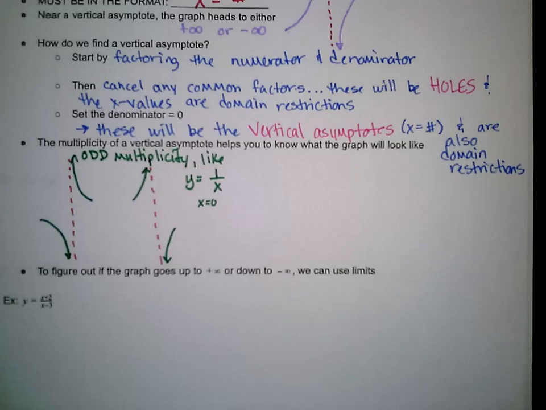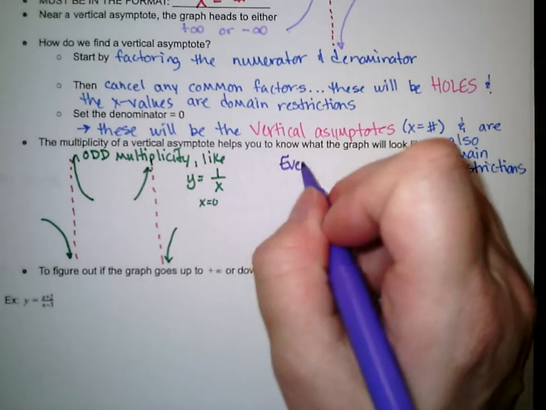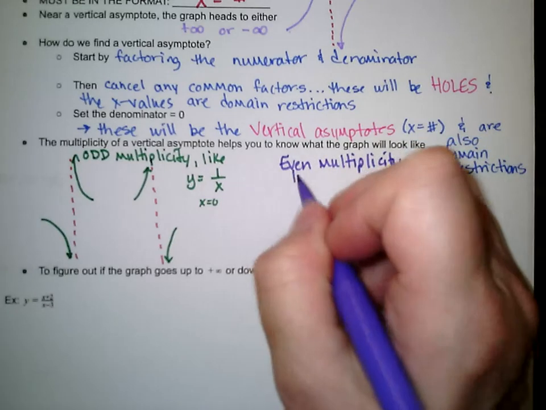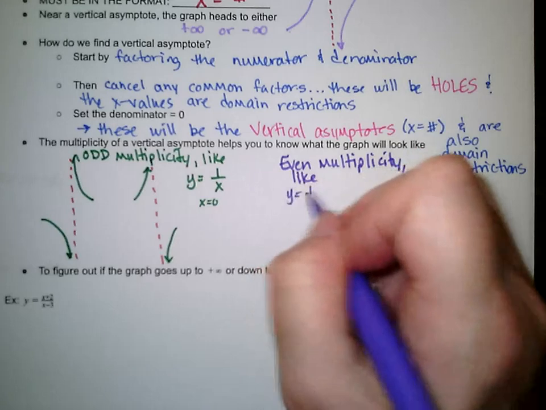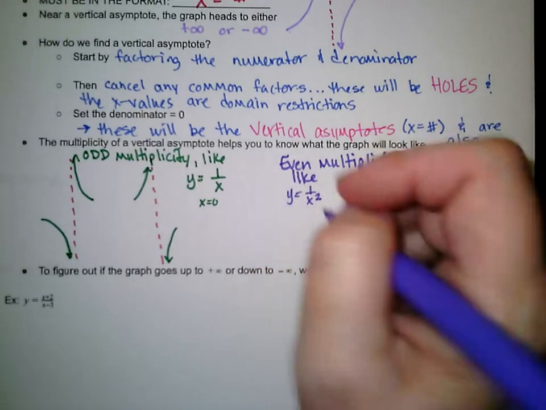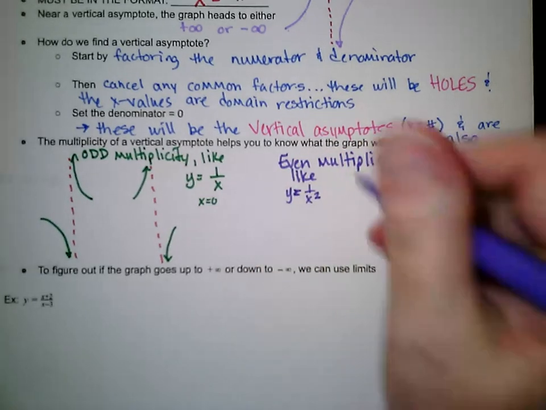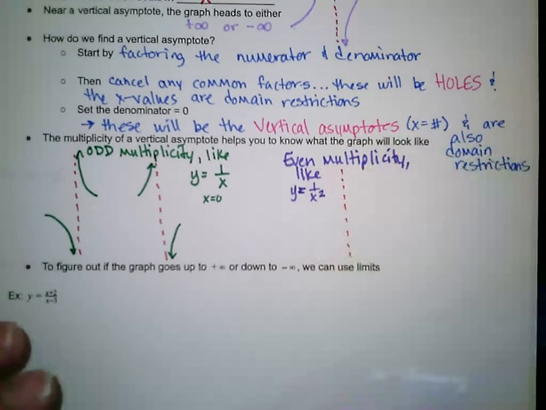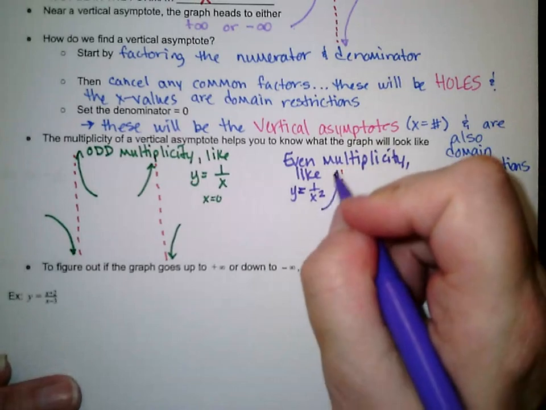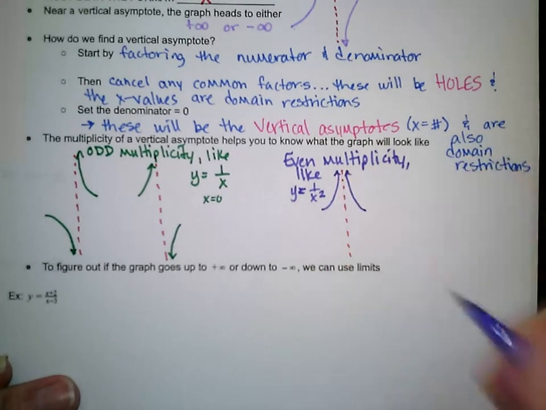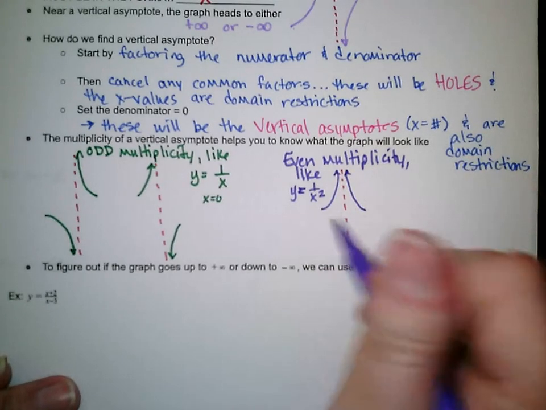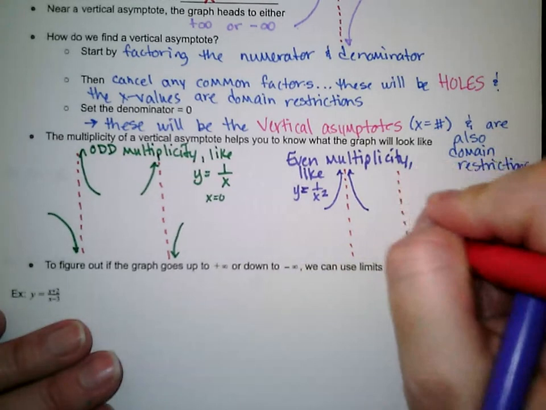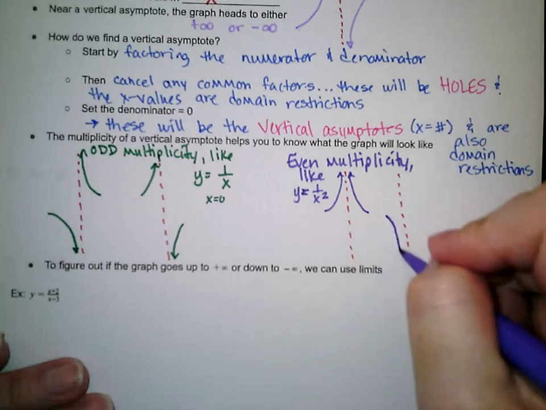If we have even multiplicity, like y equals 1 over x squared, we've seen that graph as well. Remember that graph also had a vertical asymptote at x equals 0, but it went up on both sides of the asymptote like that. So as we approach our vertical asymptote from both sides, the function heads towards infinity or negative infinity.